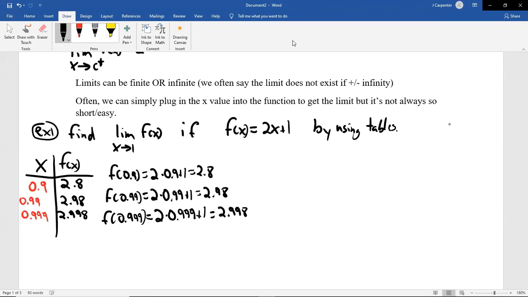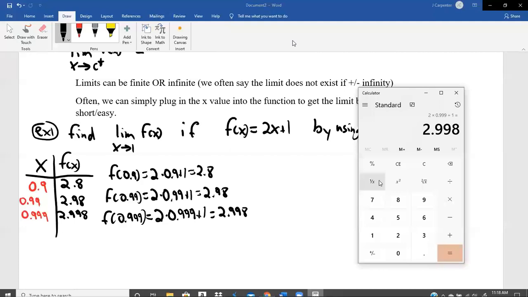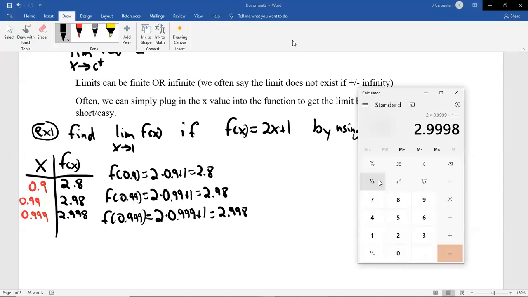Now you could keep doing this if you wanted. You could plug in 0.9999, and you'd get 2 times 0.9999 plus 1, and you end up with 2.9998. And you could plug in 0.99999, and you'd probably end up with 2.99998. I had to say it right.